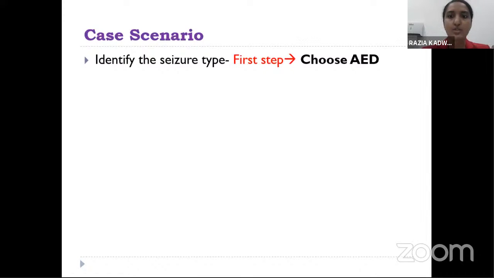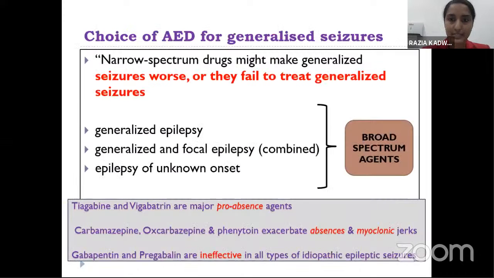this patient. So whenever you are treating patients with generalized seizures, remember you have to opt for broad spectrum agents, because if you use narrow spectrum agents, you will fail to treat generalized seizures, and sometimes you can also worsen the seizures. For example, if you give tiagabine or vigabatrin, you may end up increasing the absence seizures. Certain seizure medications like carbamazepine, oxcarbazepine can exacerbate myoclonic seizures as well as absence seizures. And few medications are completely ineffective in managing idiopathic epileptic seizures. So you should remember which drugs to use and which drugs should not be used.